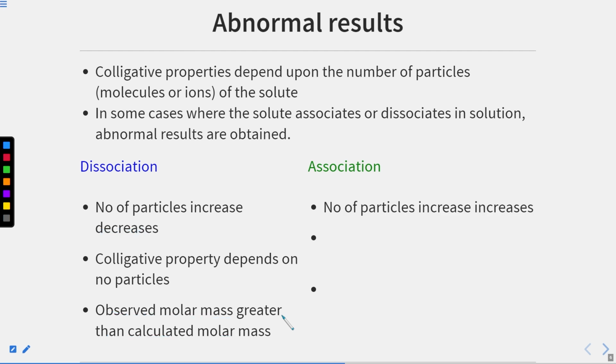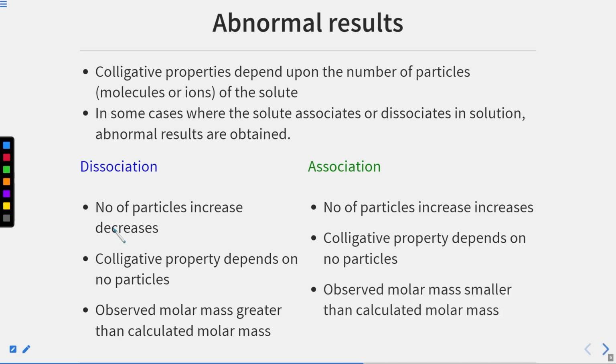Next we have the case of association. So what happens in association? The number of particles decreases. Sorry for this confusion, it was written wrongly. So here, in dissociation, the number of particles increases. Here, in association, the number of particles decreases.